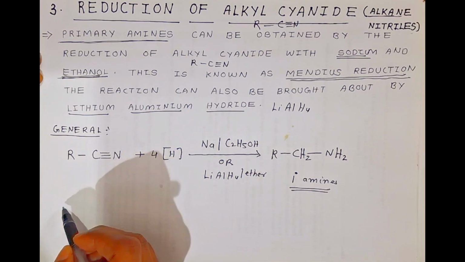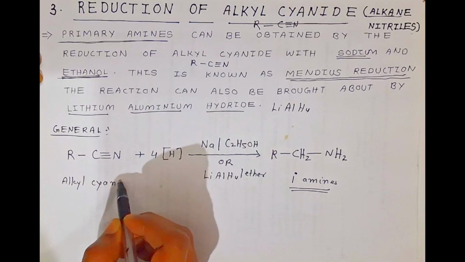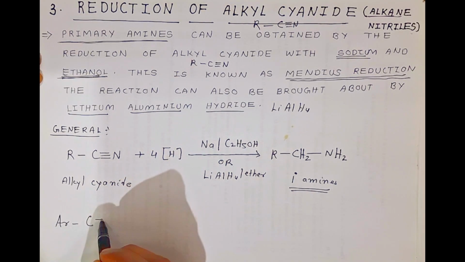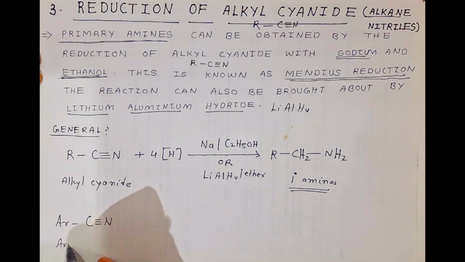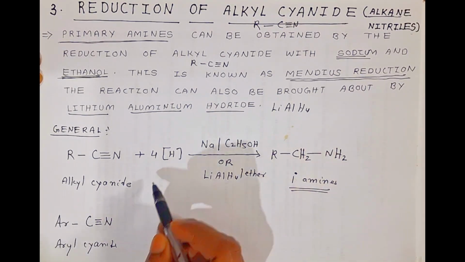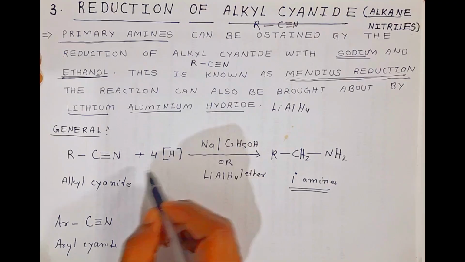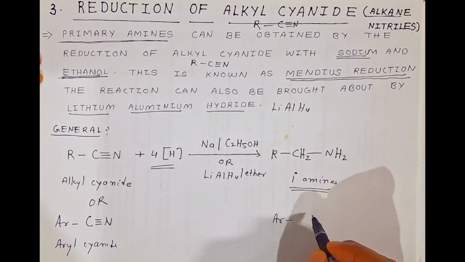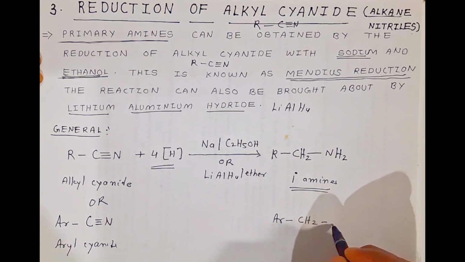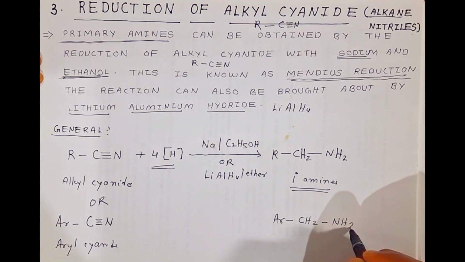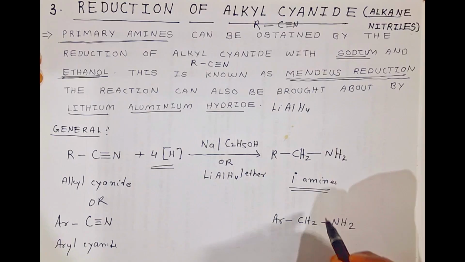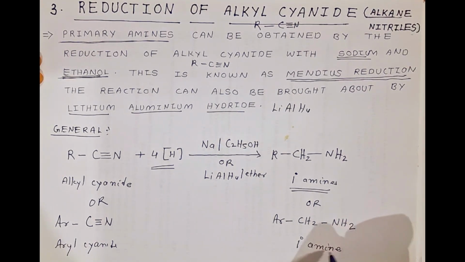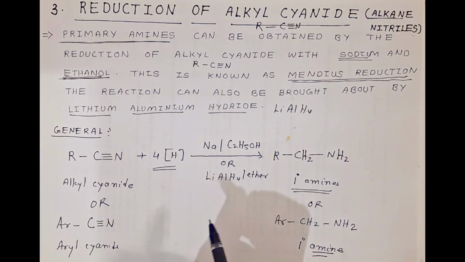Okay students, suppose this is alkyl cyanide, you can also use aryl cyanide. Here you can use Ar, carbon with triple bond with nitrogen. This is aryl cyanide. When this aryl cyanide combines with 4 nascent hydrogen, they will reduce and form first degree amines. The same way they will combine and form the primary amines, that is aromatic amines. Here you are getting aliphatic and here you are getting aromatic amines, understanding students? This is also first degree amines but it is aromatic in nature. So this way we have done the reduction of alkyl cyanide in general.